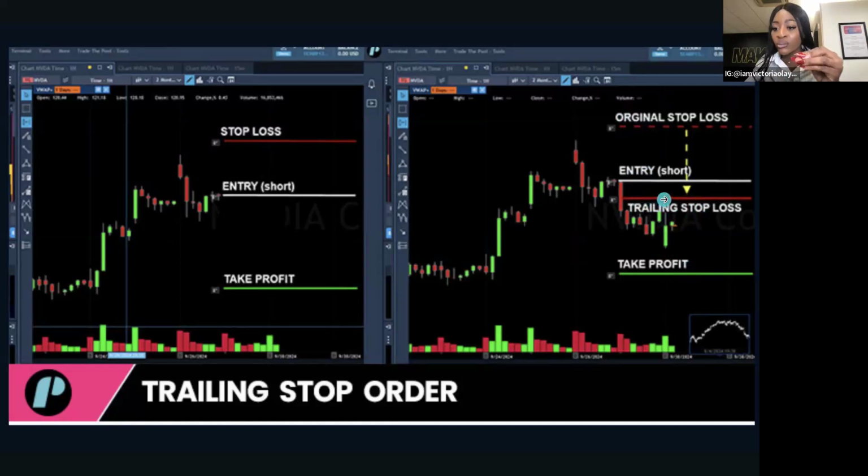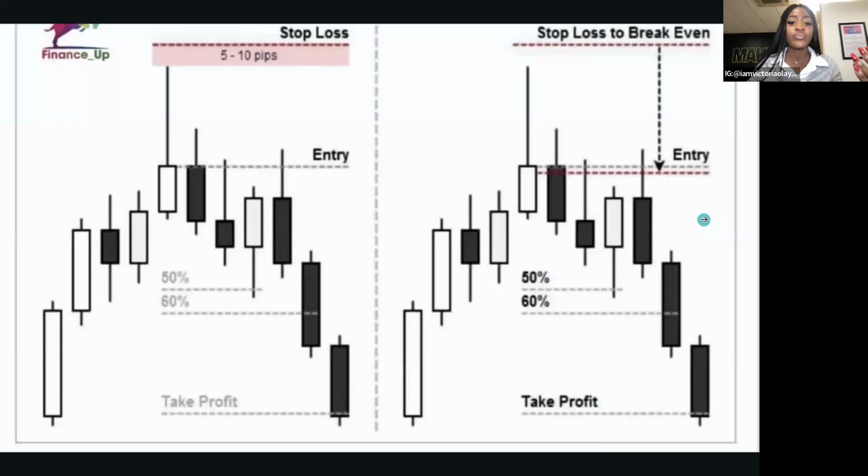Yeah, I'm moving my stop loss. Yeah, I'm trailing it. The market, if you see this candle is around here, right? I've moved my stop loss to entry price. So even if the market goes in the opposite direction, I'm still going to come out in a profit. Yeah. So that is moving your stop loss to break even.